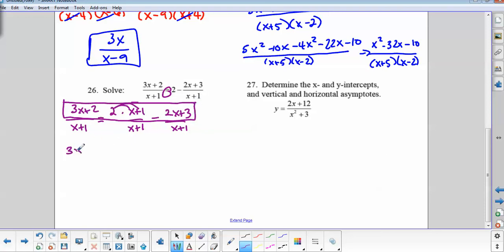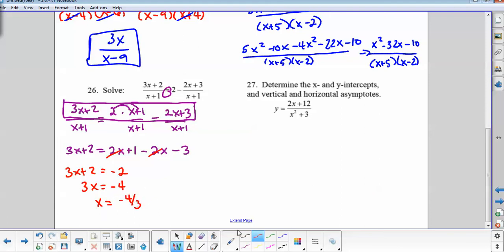Okay, so I have 3x plus 2 equals, distributing this, I get 2x plus 1, and then I need to distribute the minus to each of these terms, so that would be minus 2x minus 3. Okay, 2x minus 2x, that's going to cancel. And so now I have 3x plus 2 equals 1 minus 3, which is negative 2. And then subtract 2 from both sides, I get 3x equals negative 4. And then x equals negative 4/3.